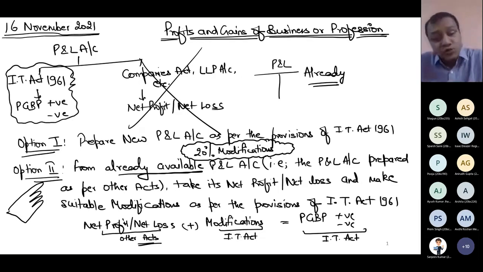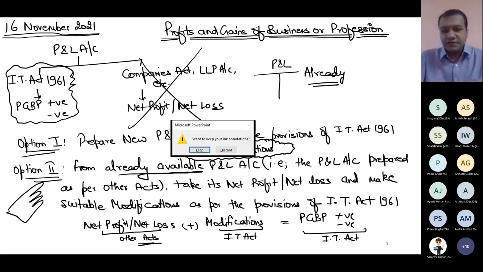Though it depends upon the question also, there might be 100% modification required, but in most cases, as per your level, it is better that you go by option number 2. Take the already prepared P&L account, take that profit or loss and simply do modifications. Simply check what items have been debited, what have been credited. Are these as per the provisions of the IT Act or not? That's it. Please raise your hand if the discussion is somewhat clear.